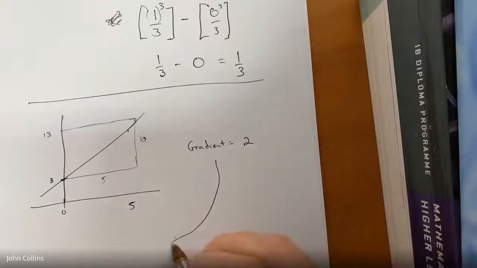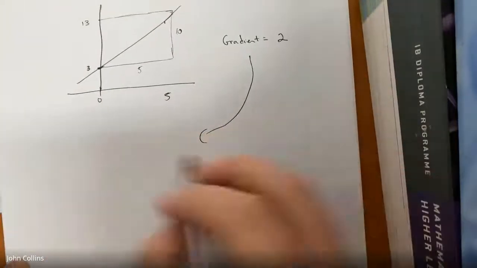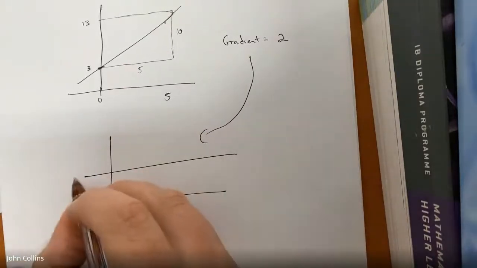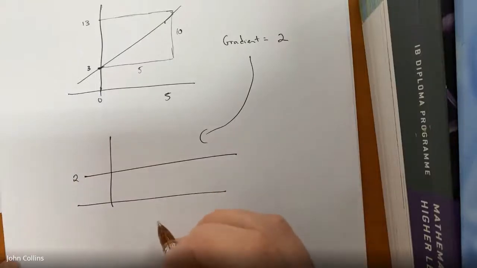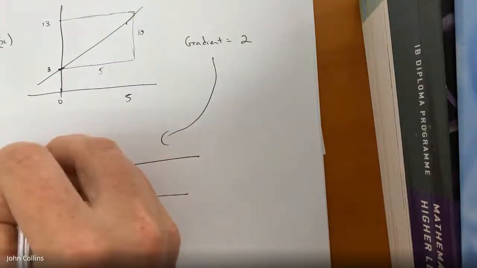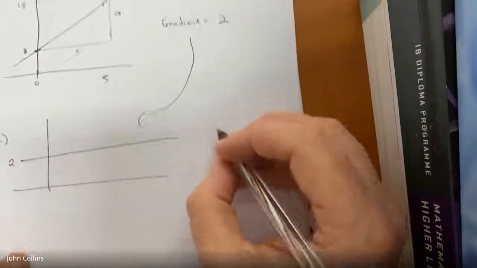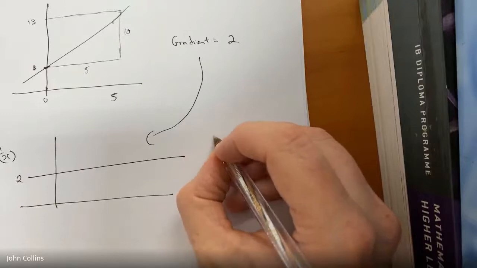All right. Let's draw the gradient function. Isn't it the gradient function? That's f dash x. This was f of x. This is f dash x. All right. Let's refer to f dash x.